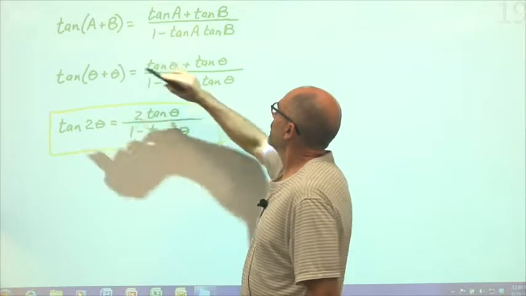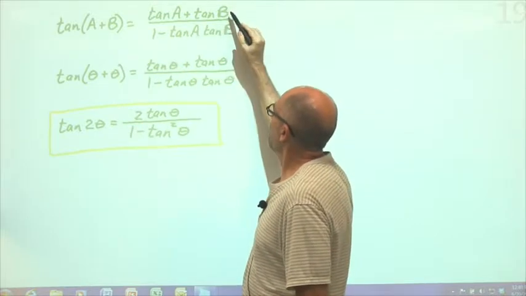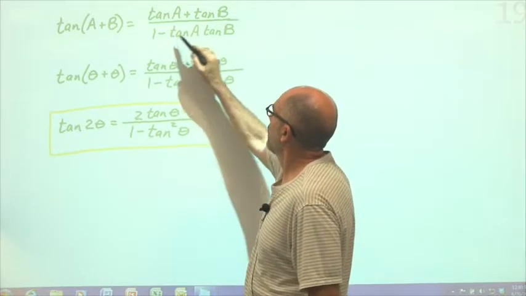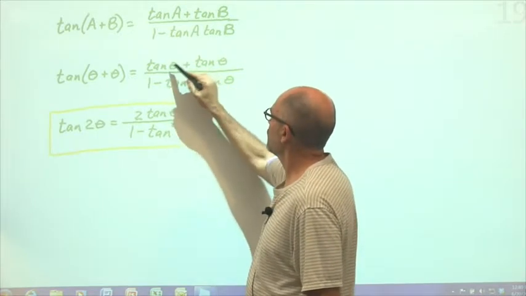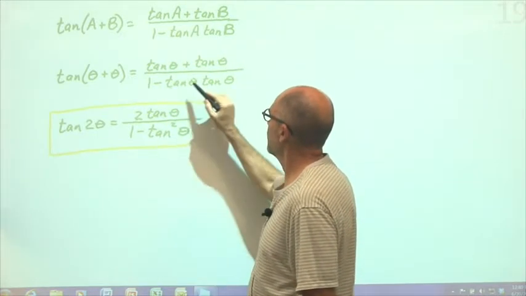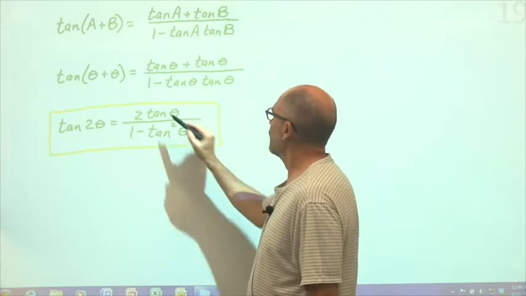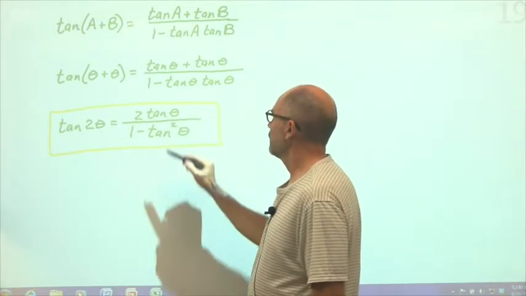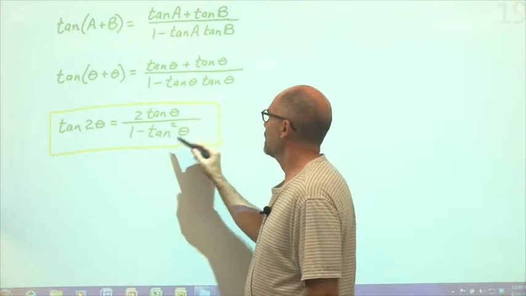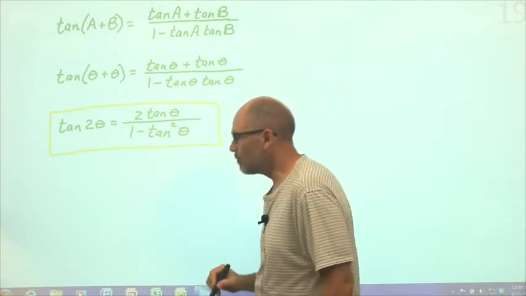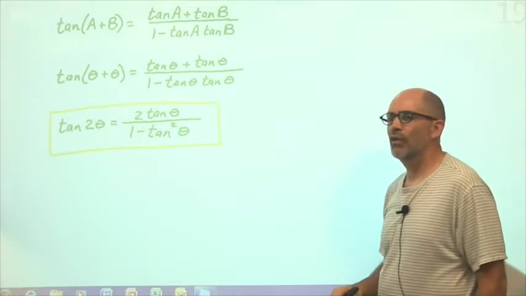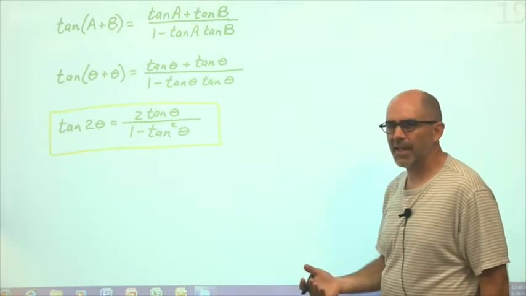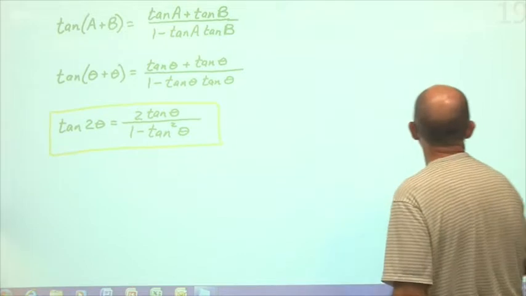Tangent of A plus B equals tangent A plus tangent B over 1 minus tangent A tangent B. So if I make these thetas, I have tangent theta plus tangent theta over 1 minus tangent theta tangent theta. So that's 2 tangent theta over 1 minus tangent squared theta. So that gives us what we call the 3 double angle identities.